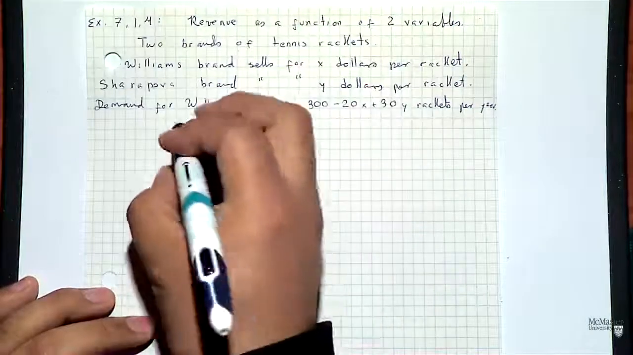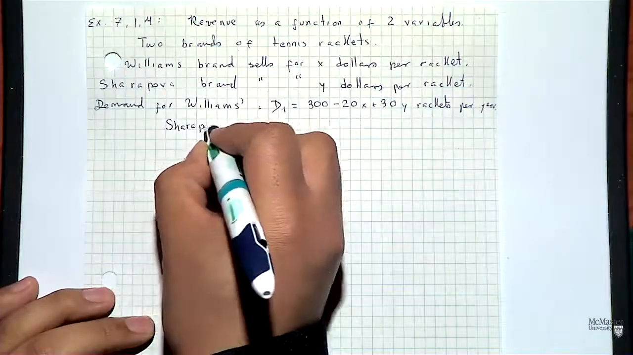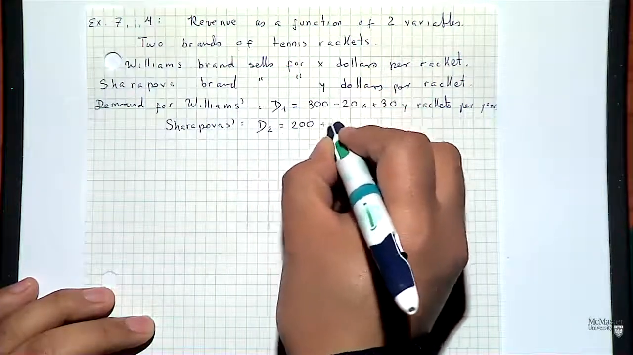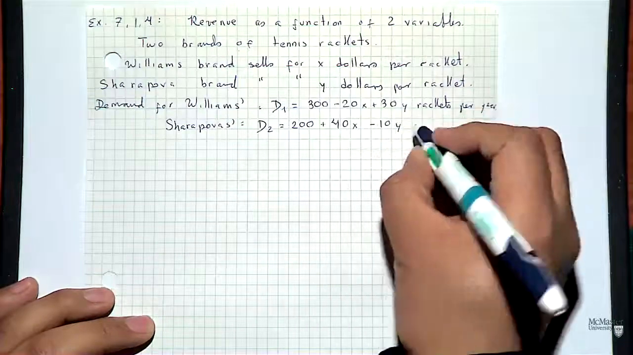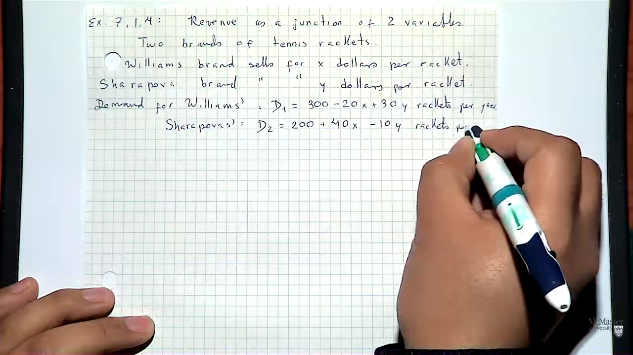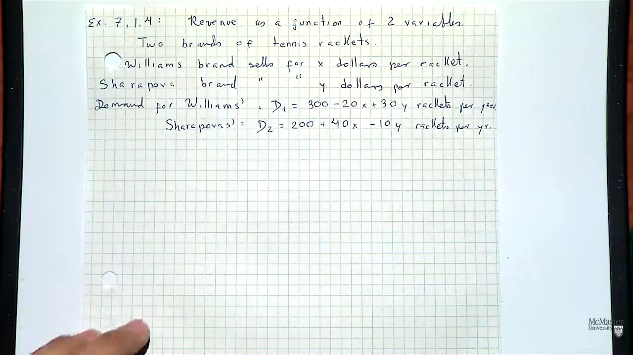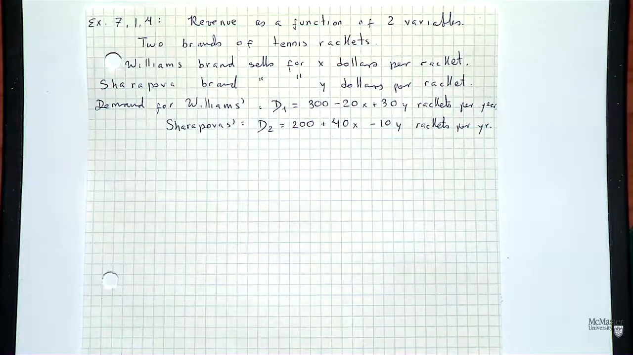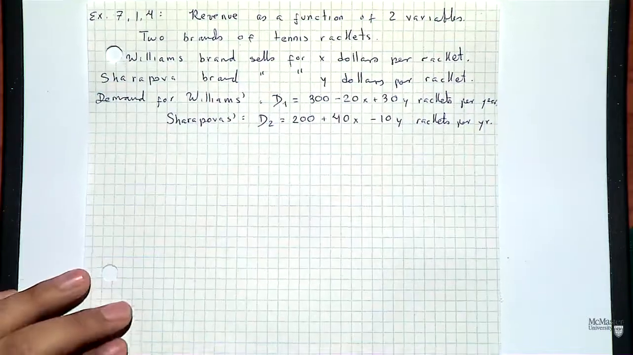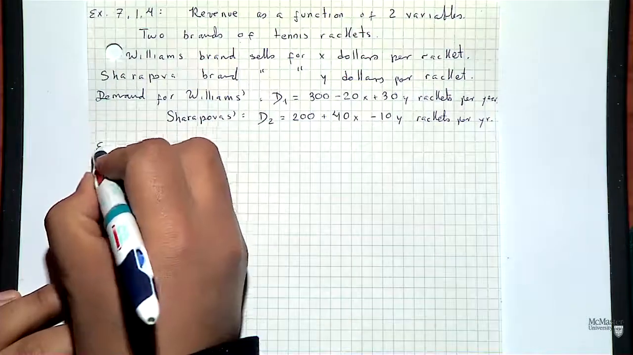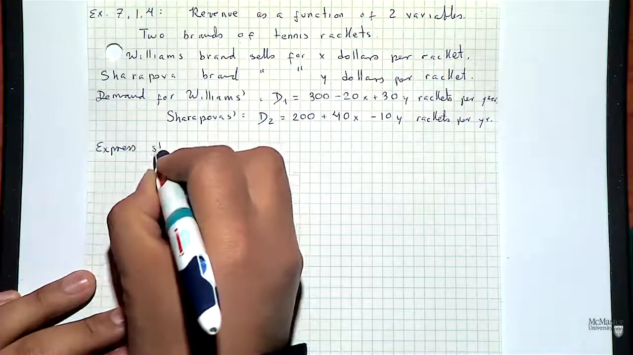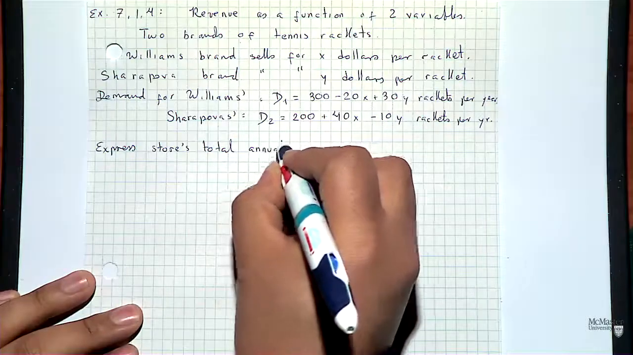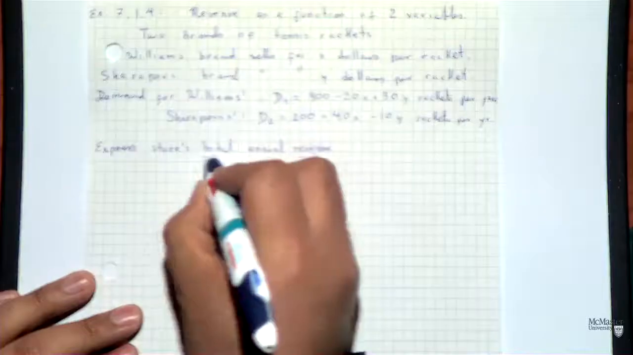In the case of the other competitor, which is the Sharapova's, you have a function D2, which is equal to 200 plus 40x minus 10y, and it's rackets per year. So this is the function D2. Again, it's on the two variables, which are the unit price or the racket price. And the indication of the exercise is that you have to express the store's total annual revenue. So keep this in mind.